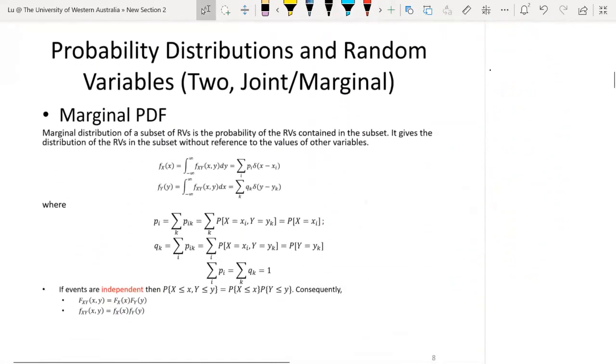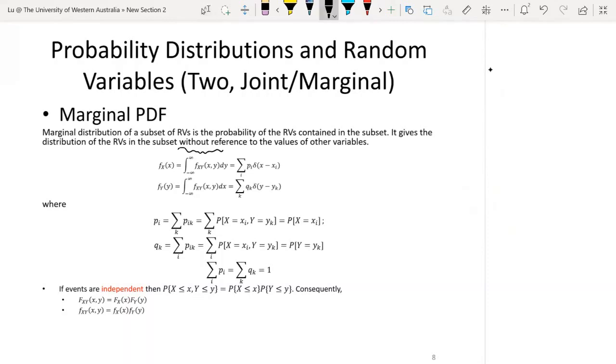Marginal PDF. The marginal distribution of a subset of random variables is the probability of the random variables contained in the subset. It gives the distribution of the random variables in the subset without reference to the values of the other variables. I think this is a general description of the marginal PDF.